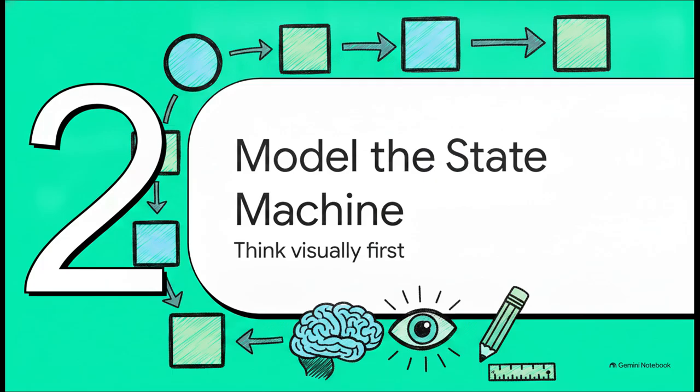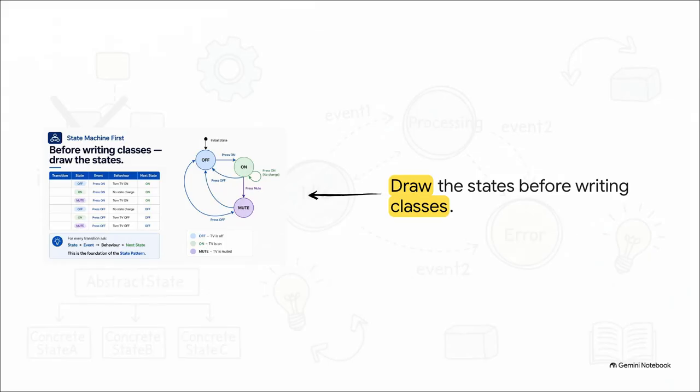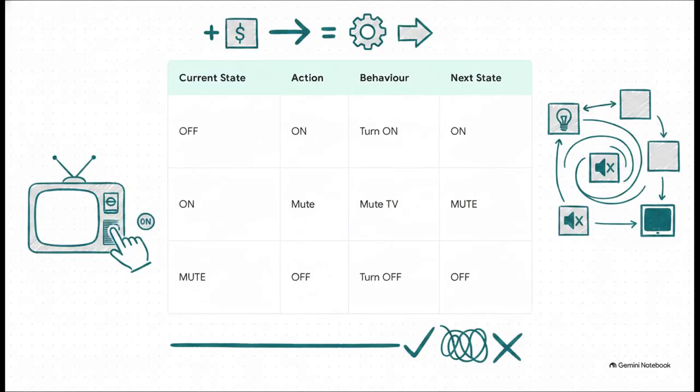Moving on to part two, modeling the state machine. Basically, thinking visually first. Before you even think about writing a single class, it helps so much to just map things out visually. If you trace the flows of a simple TV remote, you can clearly see how the system flows seamlessly from off to on to mute based on very specific actions, like pressing the power or the mute button. And once you have that visual graph, it translates beautifully into a clear logic table.